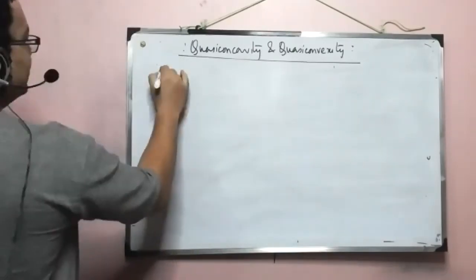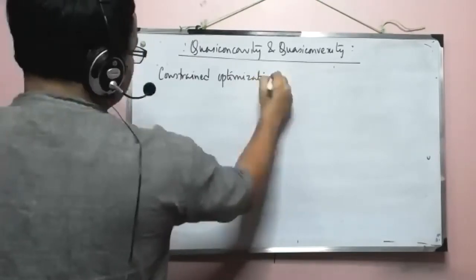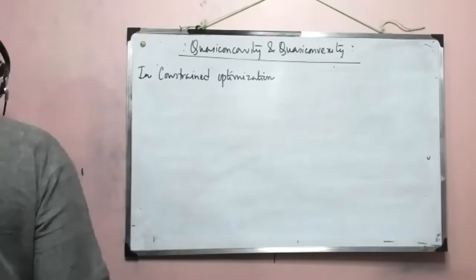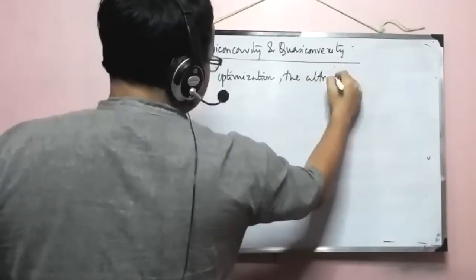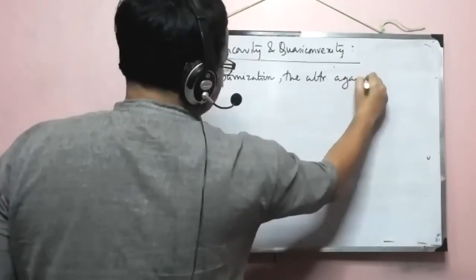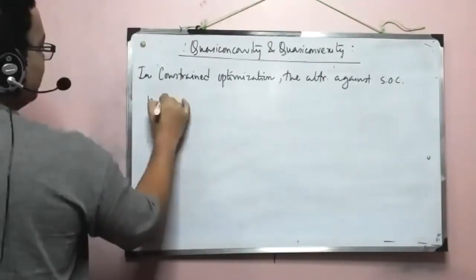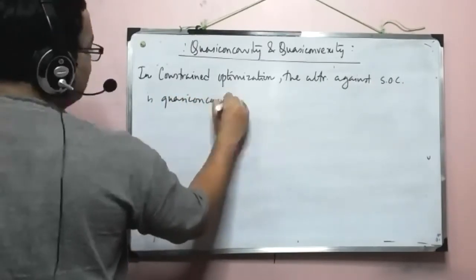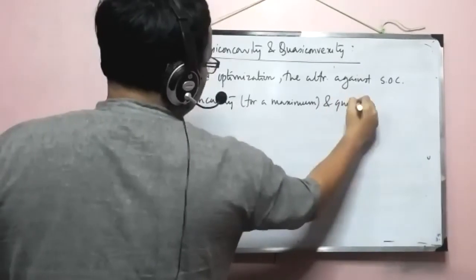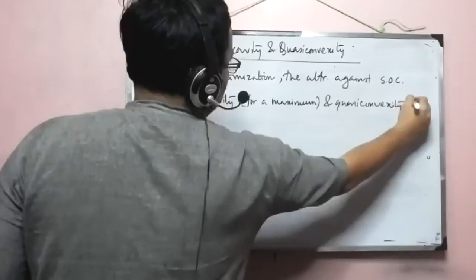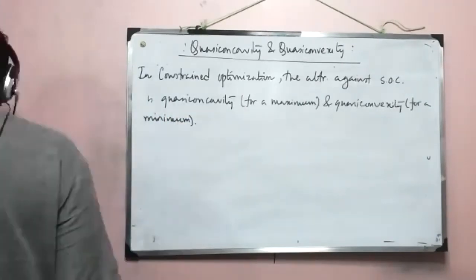As I said, in constraint optimization, we have this alternative against SOC, which is quasi concavity for a maximum and quasi convexity for a minimum. Okay, so we have this alternative.